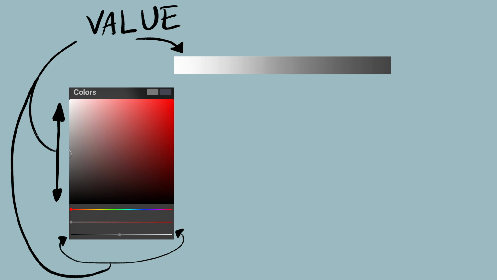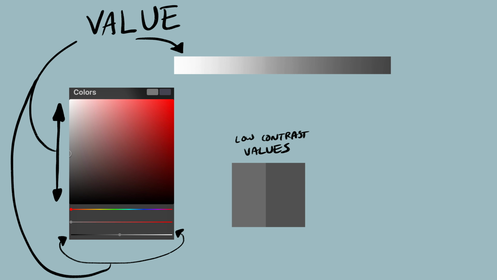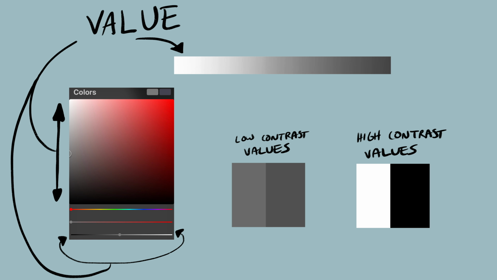Good composition and illustration lives and dies by the values being used. Value defines how light or dark an element is, and values that are close together become difficult to tell apart when they're next to each other, while values that are far apart show a lot of clear contrast.